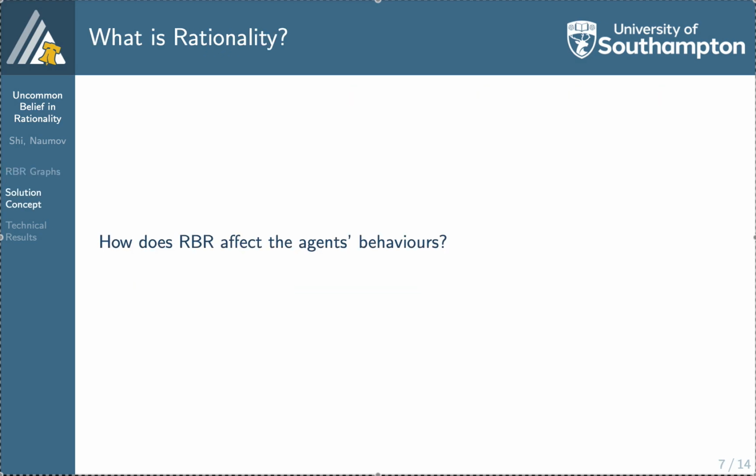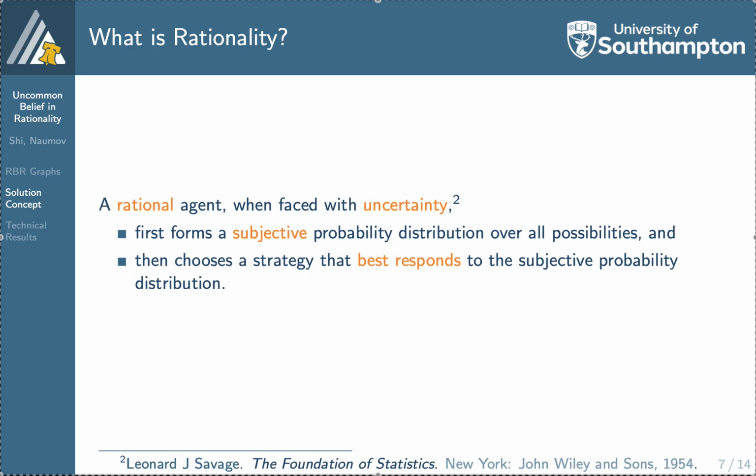Next, let's see how RBR affects agents' behavior in interactions. To answer this, the core is the question, what is rationality? In the literature, a rational agent, when faced with uncertainty, first forms a subjective probability distribution over all possibilities and then chooses a strategy that best responds to the subjective probability distribution.